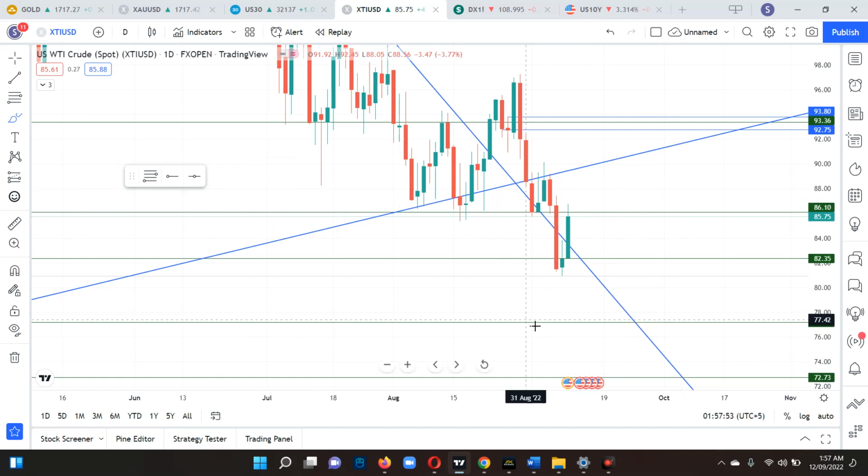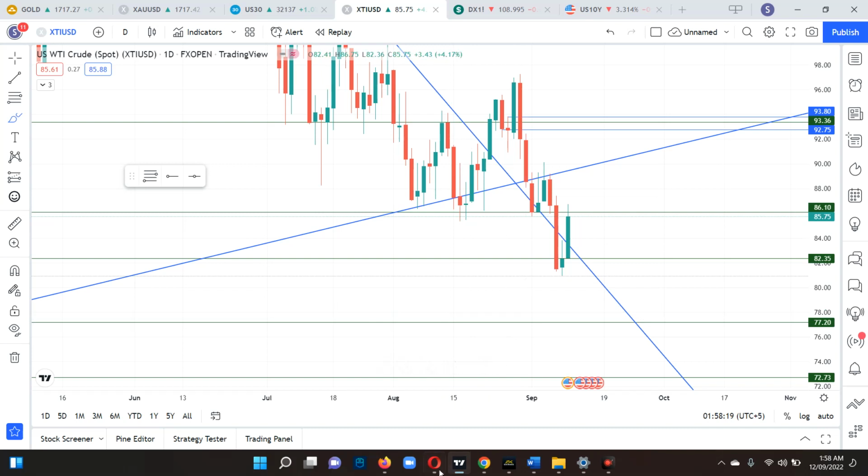From where the market is right now, if the market gives us a closing on the weekly or daily time frame chart above 88 or $89, then you just have to think that the market is again going to move upside. If on Monday the market gives us a closing below 88 or $87, then we can see the market still has selling momentum. So this is for oil.